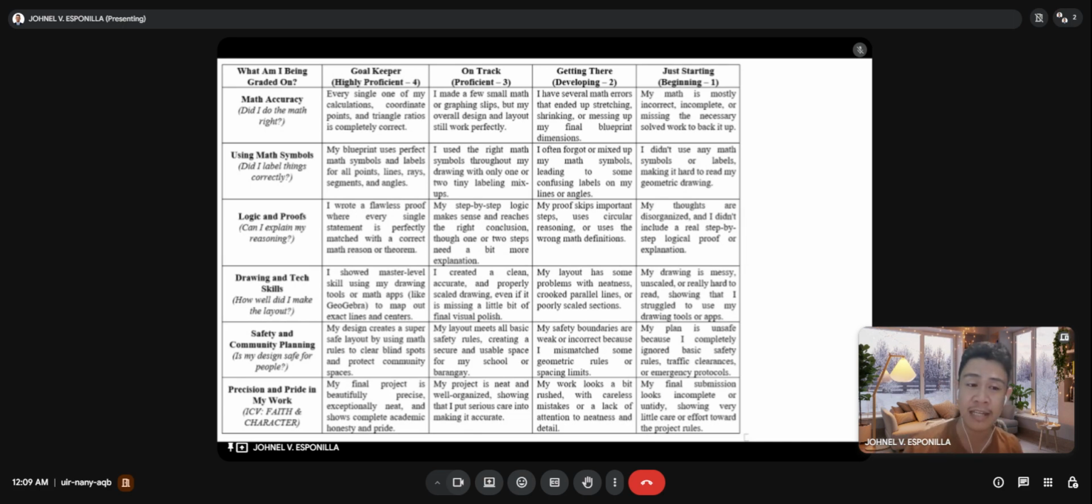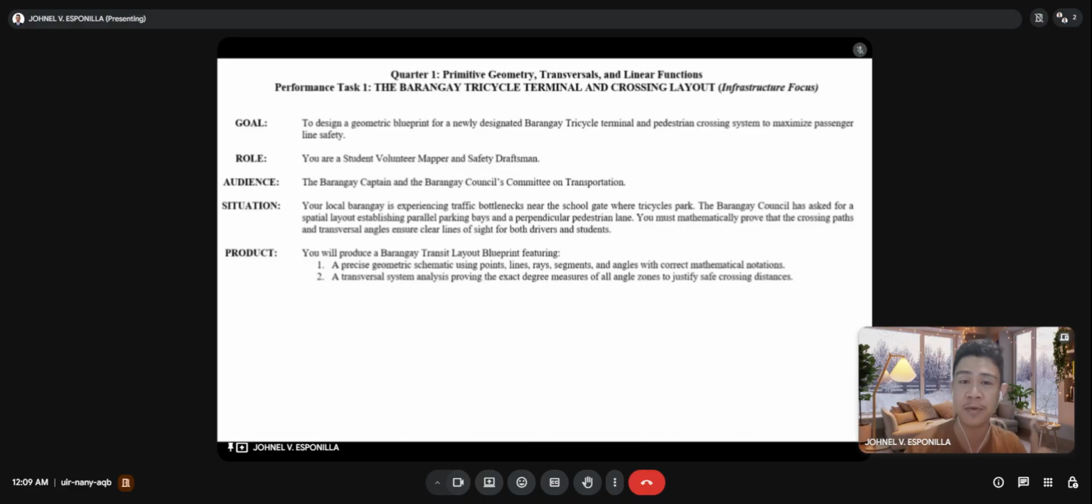So once again, this is our performance task number 1 for the quarter 1, the Barangay Tricycle Terminal and Crossing Layout. That's all.